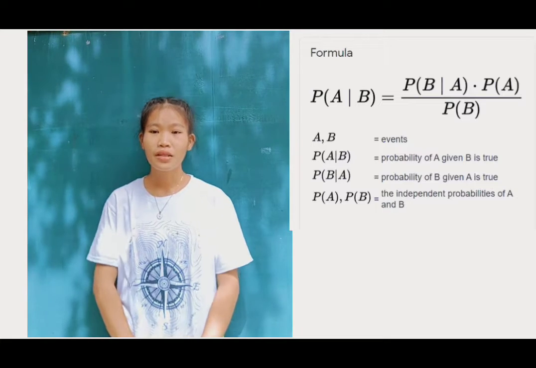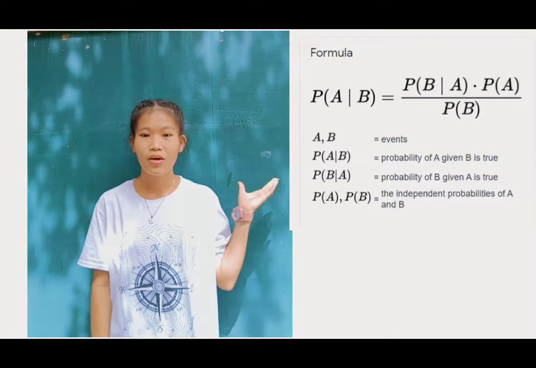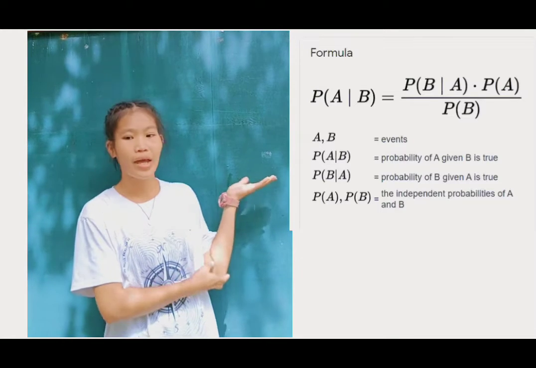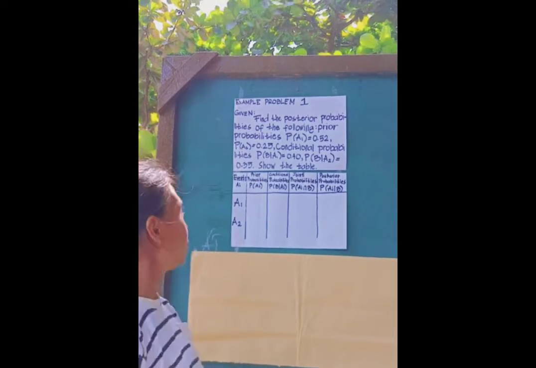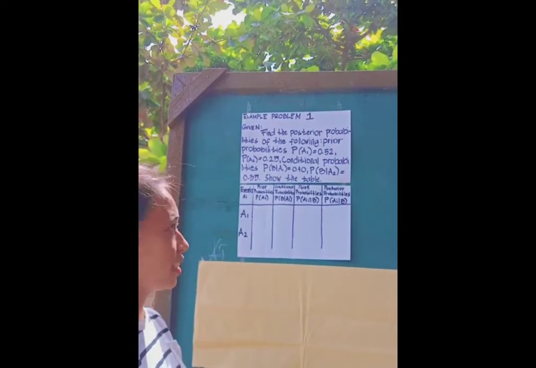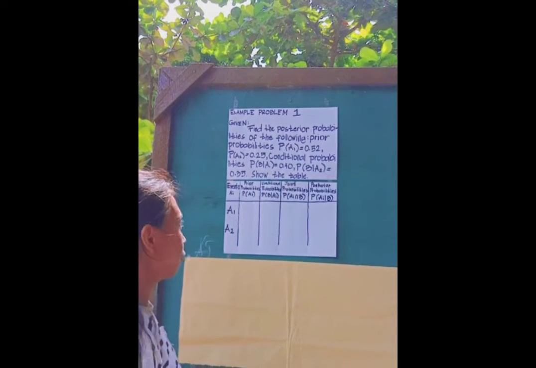The probability of A given B is equal to the probability of B given A, multiplied by the probability of A and divided by the probability of B. So, this is example problem number 1. The given is: find the posterior probabilities of the following.